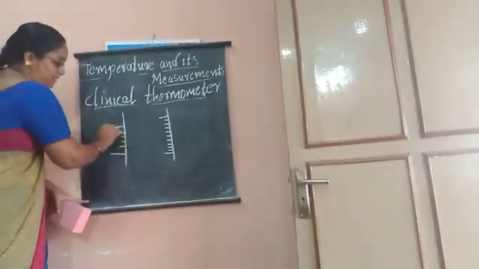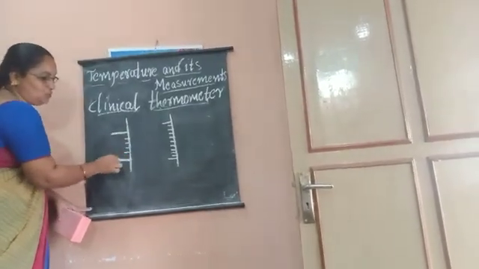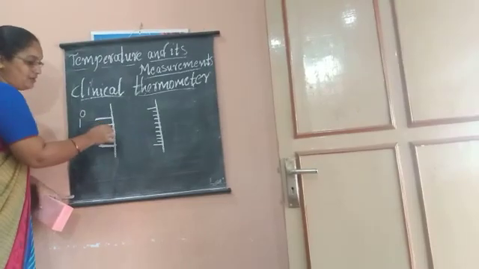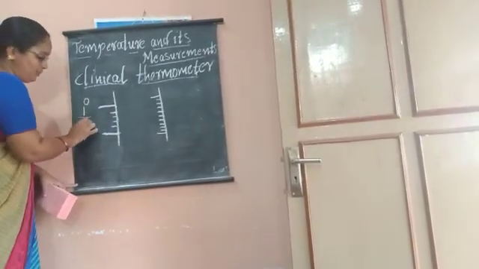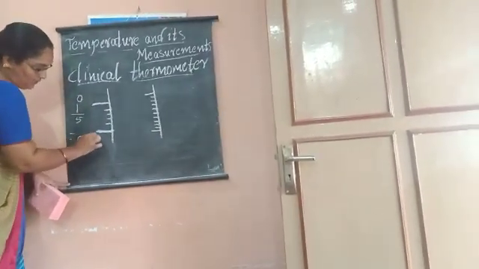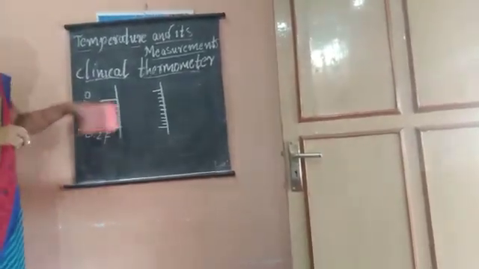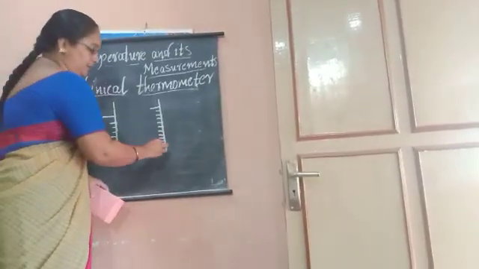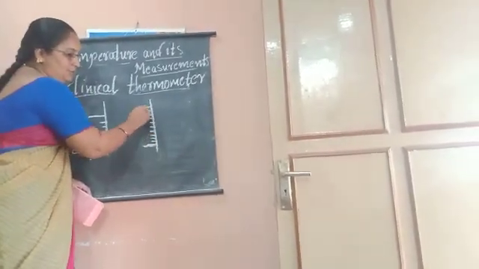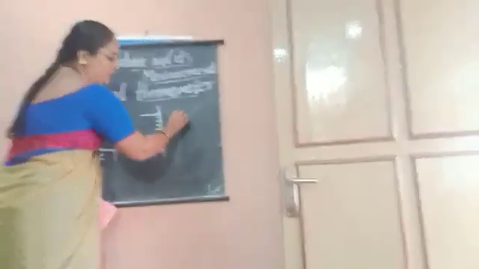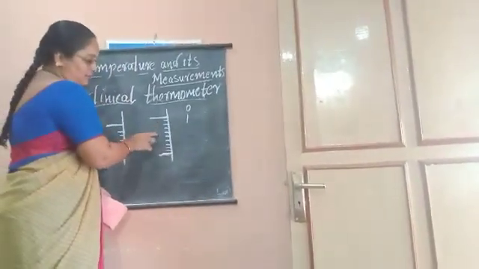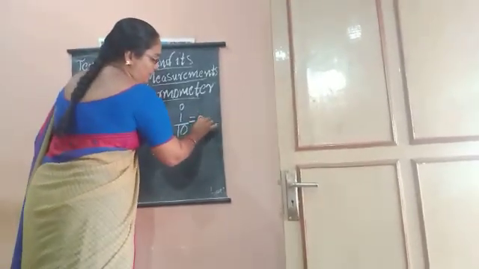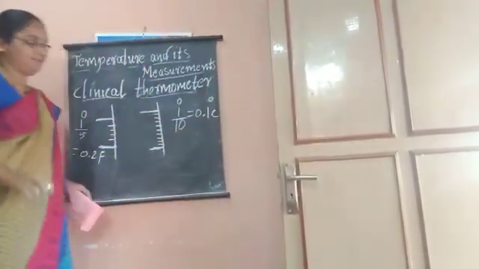If you consider the difference between two consecutive bigger marks as 1 degree, there are 5 small divisions in between them. So 1 by 5 is equal to 0.2 degree Fahrenheit. Reading of the Celsius scale on the thermometer. The difference between two bigger consecutive marks, if you take it as 1 degree, there are 10 smaller divisions in between them. So that is 0.1 degree Celsius.